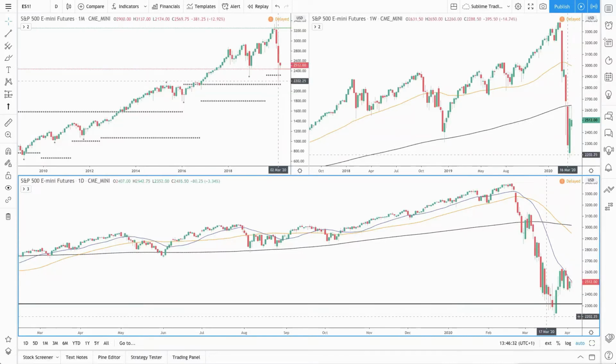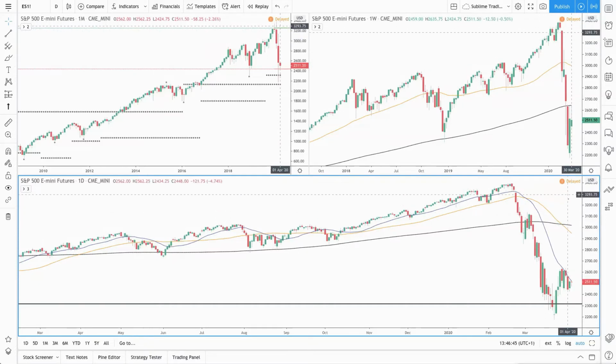So for now, we'll be standing aside until we either get a break below this support level, where we will start considering shorting some of the weakest performing stocks, or if price starts breaking through the 200 simple moving average, then we could potentially start looking to get back into some of the best performing stocks. So standing aside for now until we get a clear move in price.